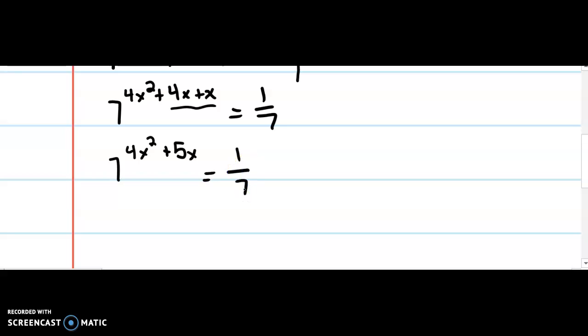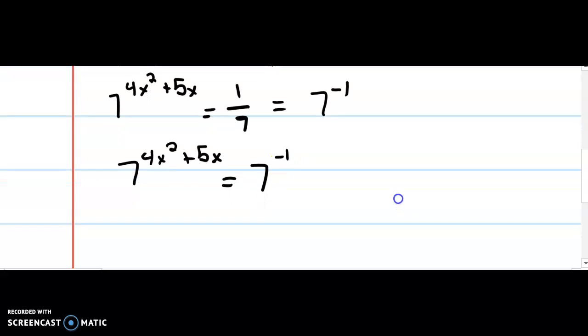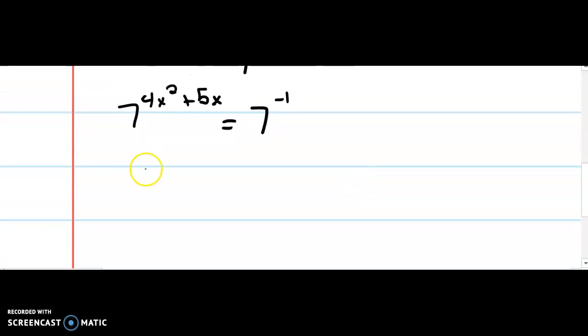Now I'm going to focus on the right side. Remember, I want my bases to be the same. I like this 7 here, but I need it on top, so I'm going to turn this into a negative exponent. Now I can rewrite this as 7 to the 4x squared plus 5x is equal to 7 to the negative first. Now my bases are the same, so that means my exponents have to be the same, so I can set them equal to each other.